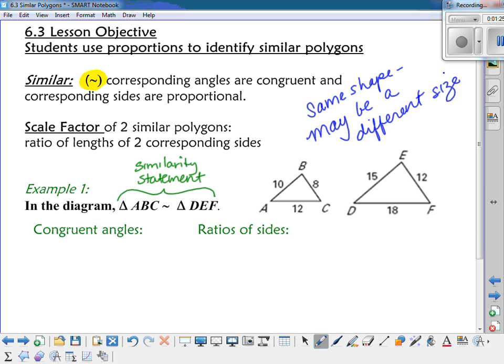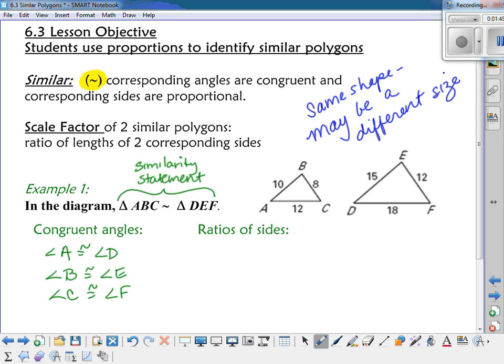If I look at my angles, the angles that are congruent, just like with congruent triangles, the vertices are in corresponding order. So angle A would have to be congruent to angle D. Angle B would be congruent to angle E. And angle C would be congruent to angle F.